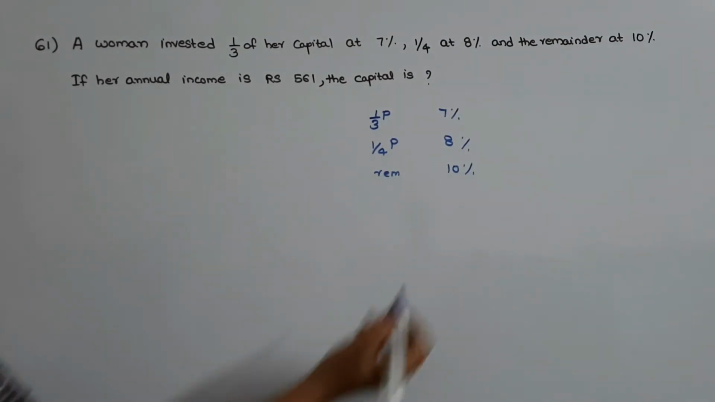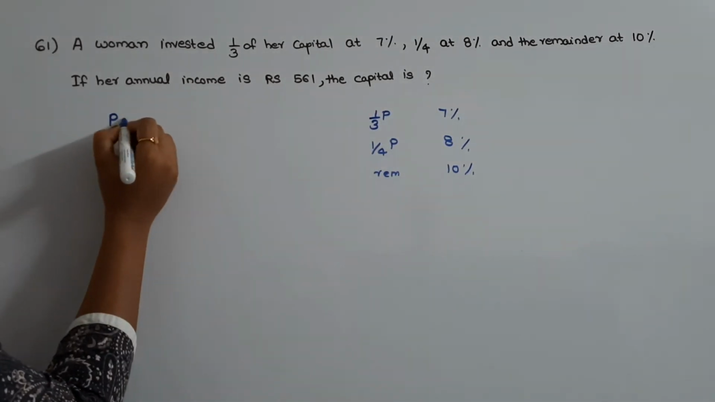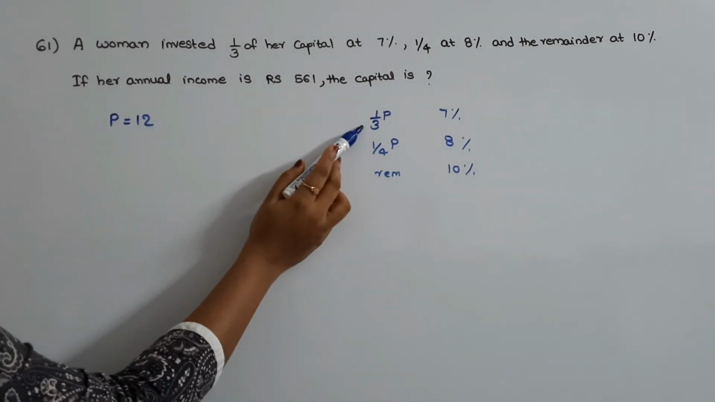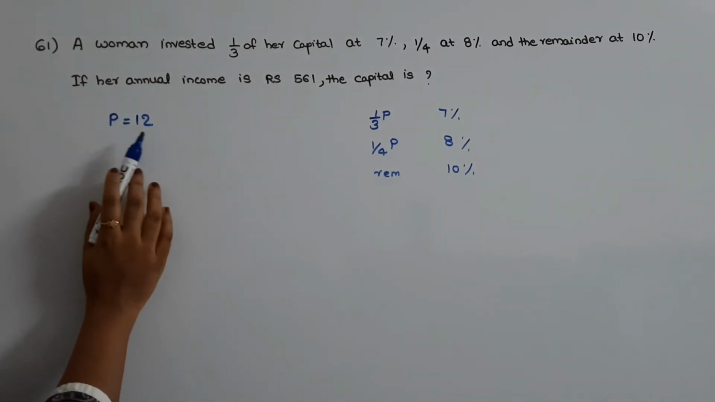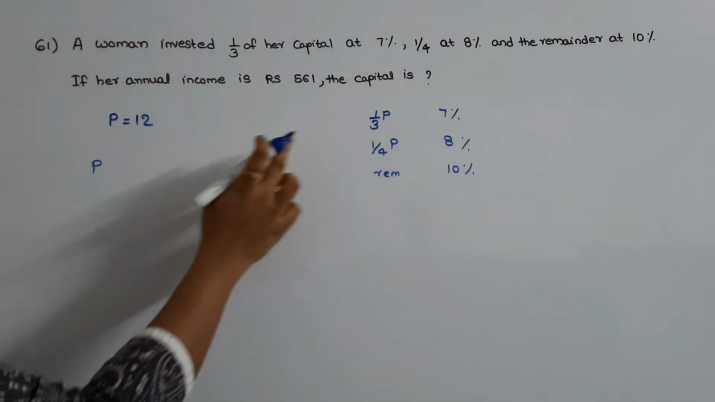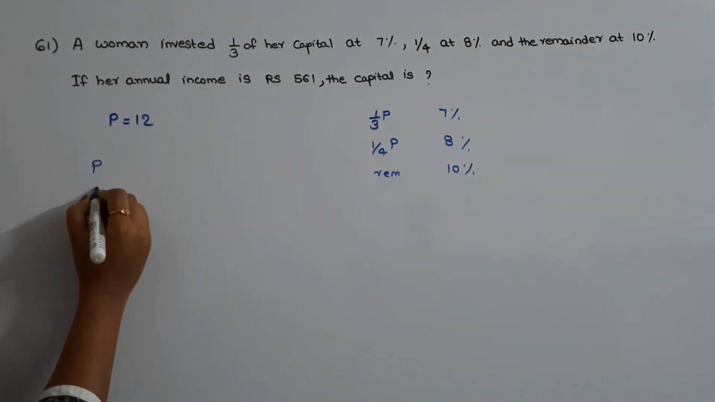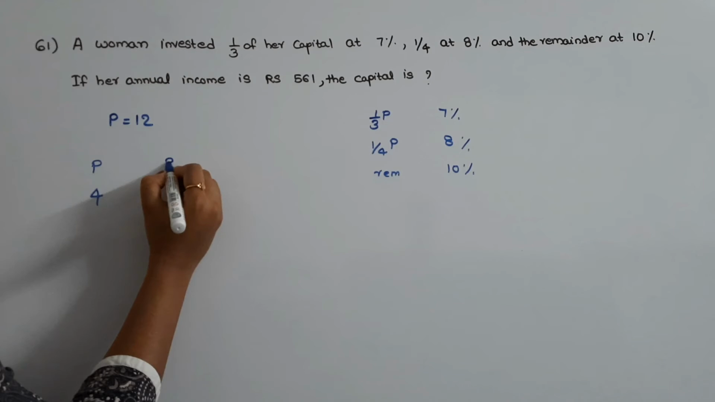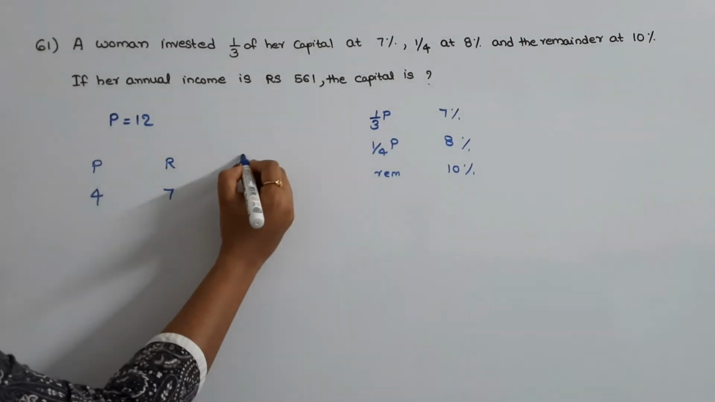10%. Okay. So let us assume that the principal is equal to 12. Since this 12 can be divided by both this 3 and 4, so calculation will be easy. So let us assume the principal as 12. Then first 1 by 3 of her principal means 1 by 3 of 12, that is 4. So when the principal is 4, the rate of interest is 7%. Okay. So what will be the interest?